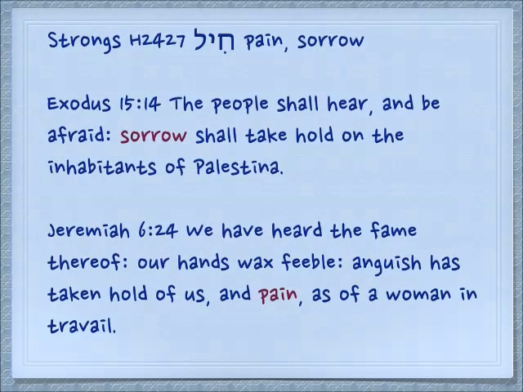Here's another related root, chil, means pain or sorrow. Exodus 15:14. The people shall hear and be afraid. Sorrow shall take hold on the inhabitants of Palestina. Jeremiah 6:24. We have heard the fame thereof, our hands wax feeble. Anguish has taken hold of us as pain, as of a woman in travail, giving birth.